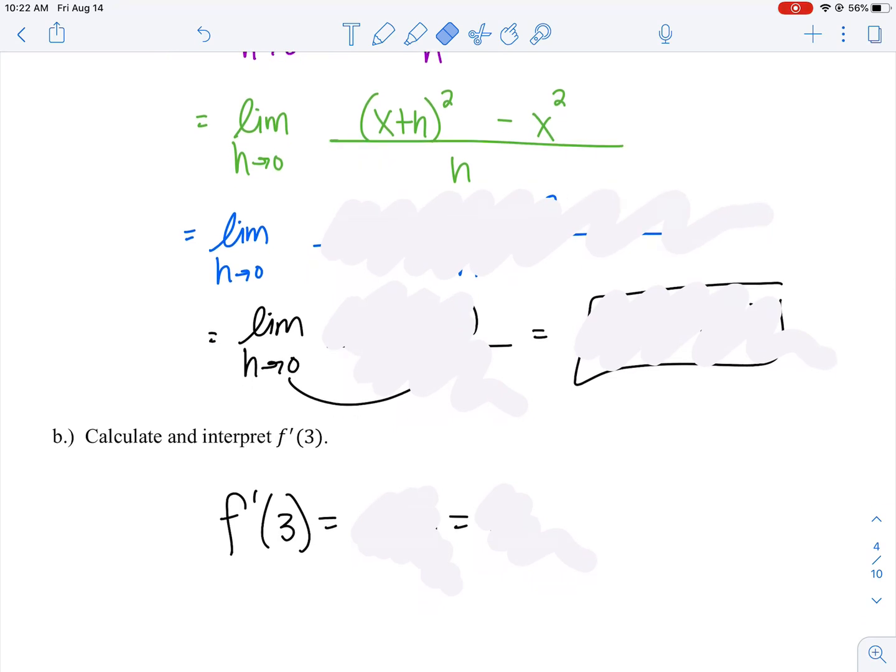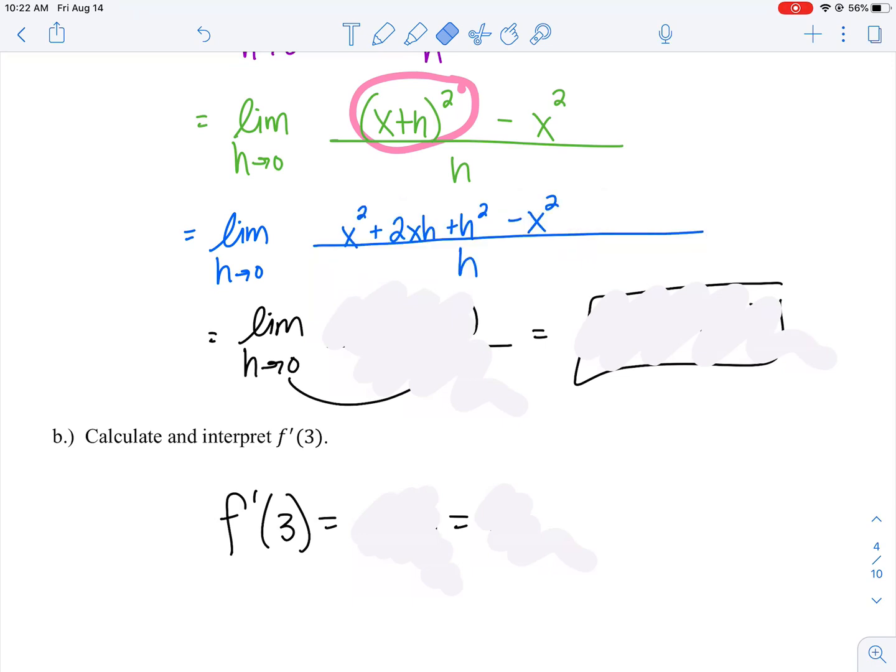So make sure you FOIL this part here, x plus h times another x plus h. Combine your like terms, and don't forget to subtract an x squared from the back. When I did that, my positive x squared and my negative x squared cancel. Remember, anything without an h should. So then we can factor out an h. I have left over then a 2x plus h all over h. Our h in the numerator and our h in the denominator should reduce, and so now I can apply the limit as h approaches 0.